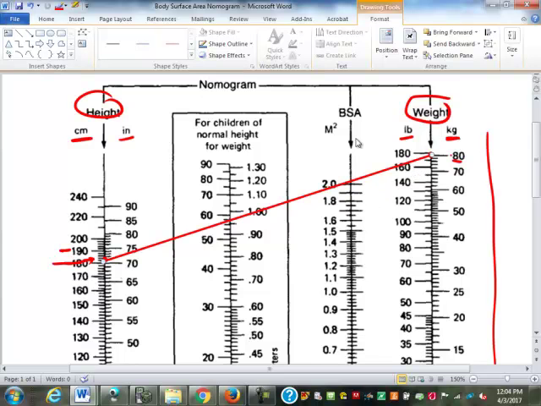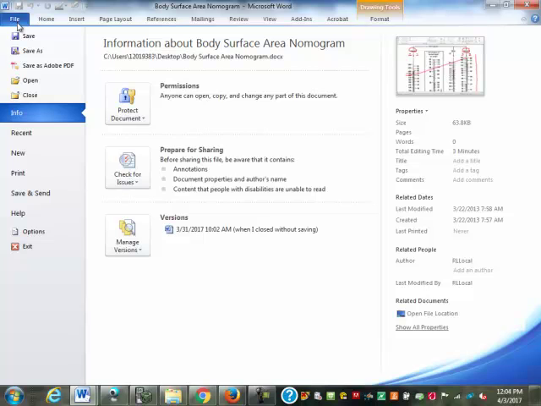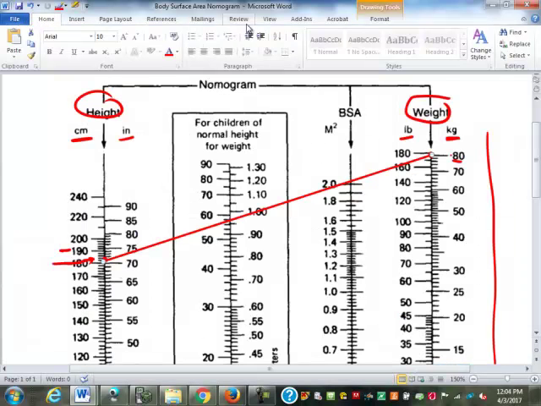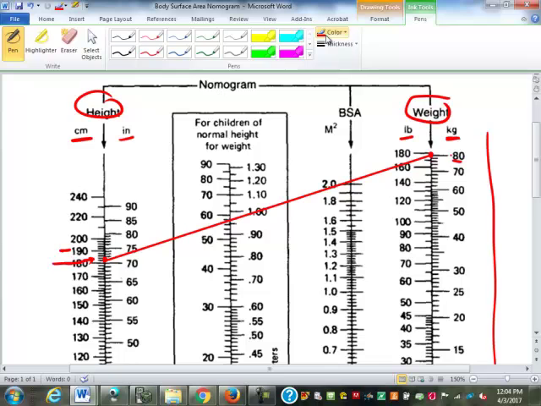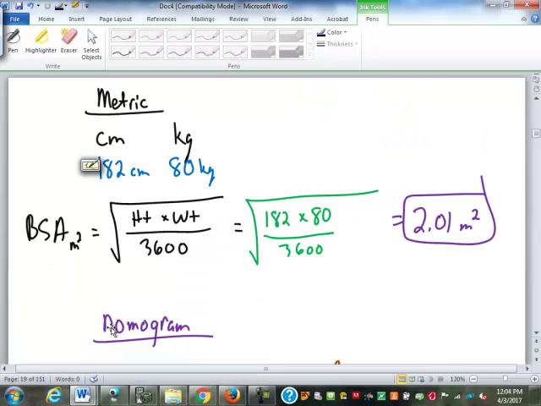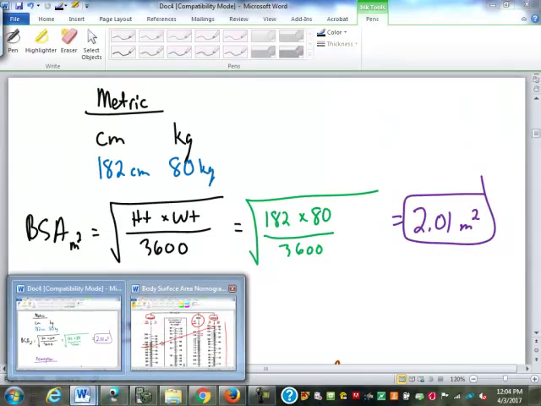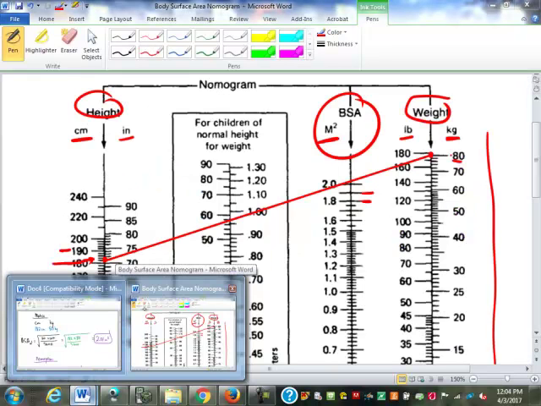But anyway, you can see here in the middle, this is the body surface area here in meters squared. And you see it comes across here just above the 2.0. This one's labeled 1.8, so this one must be 1.9. So to me that looks like it'd be like a 2.1 or a 2.2. And our calculation for that one was 2.01. So here the nomogram is giving us a number a little bit larger than what the formula did.